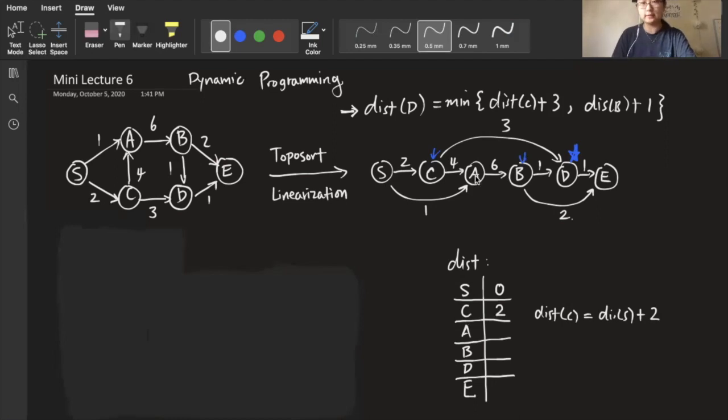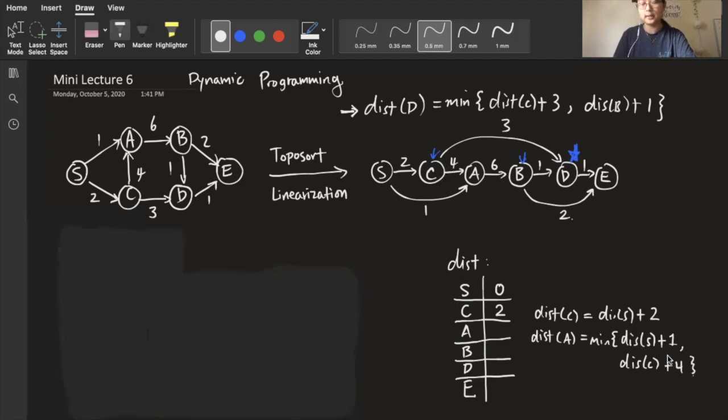Now we look at A. A is a little bit more complicated than C, but we can still write the same idea, right? The distance to A is the minimum: you either get to A from just S, so that's the distance to S plus the 1 from S to A, or you get to C first, the distance to C plus 4.